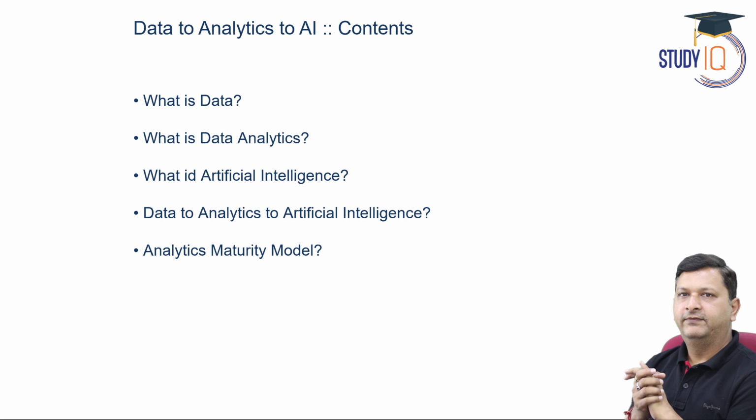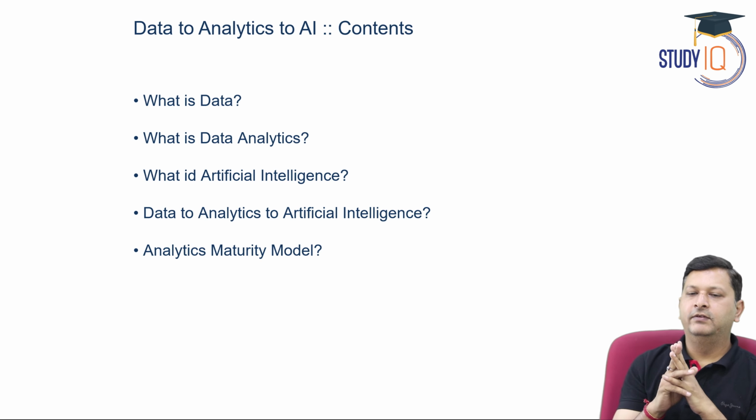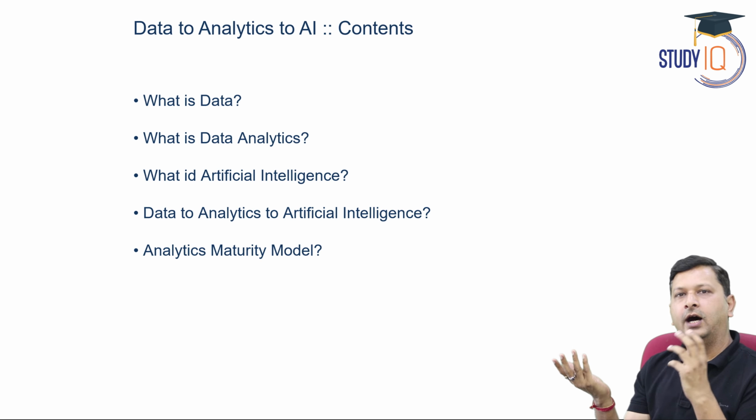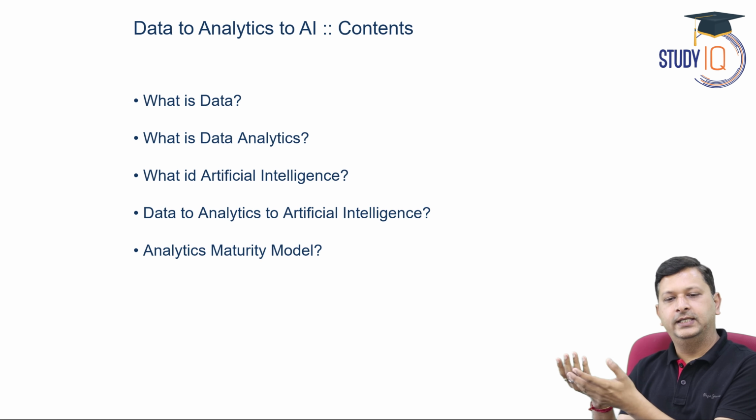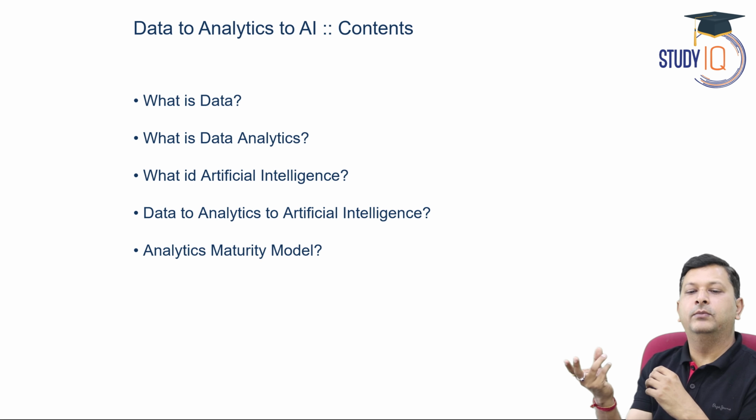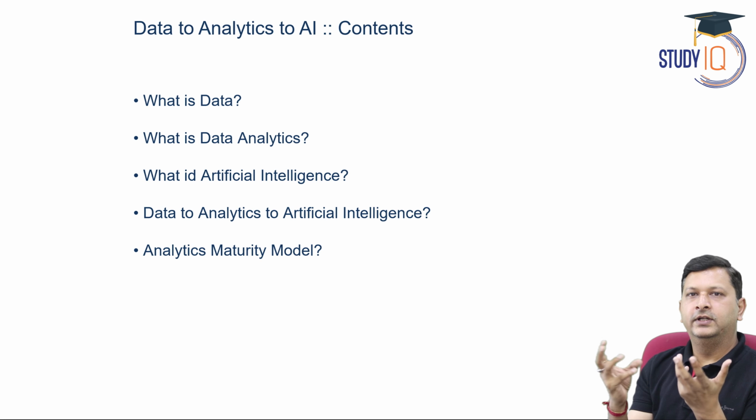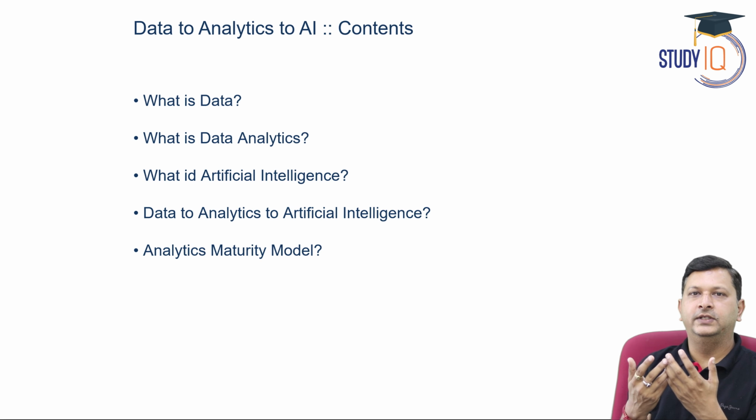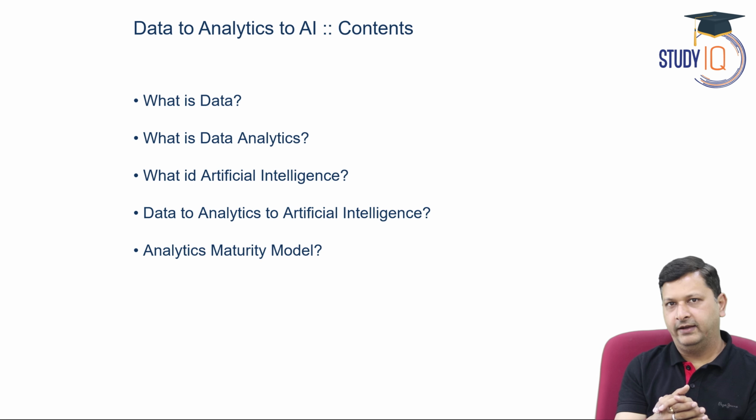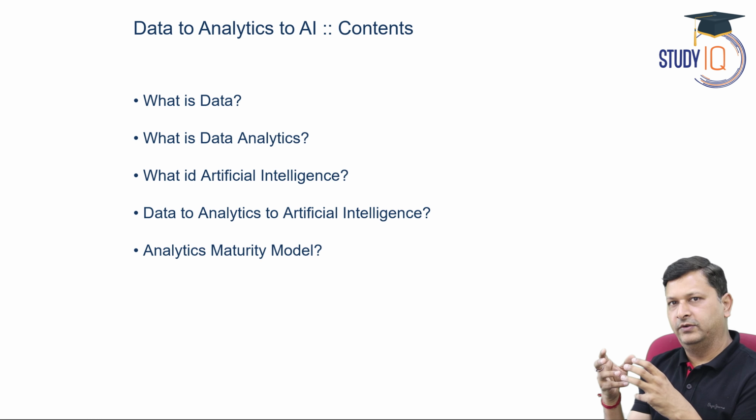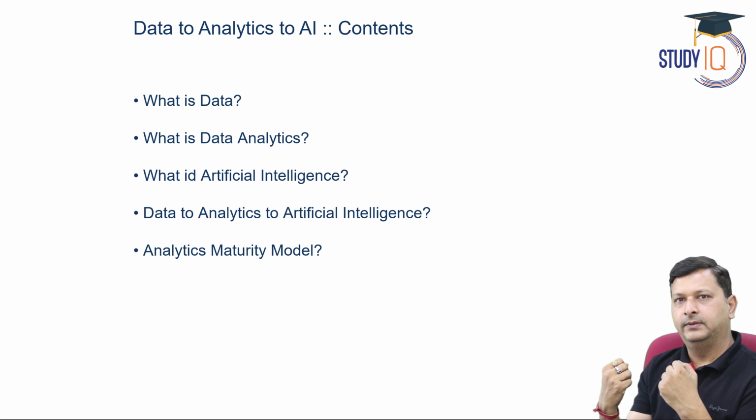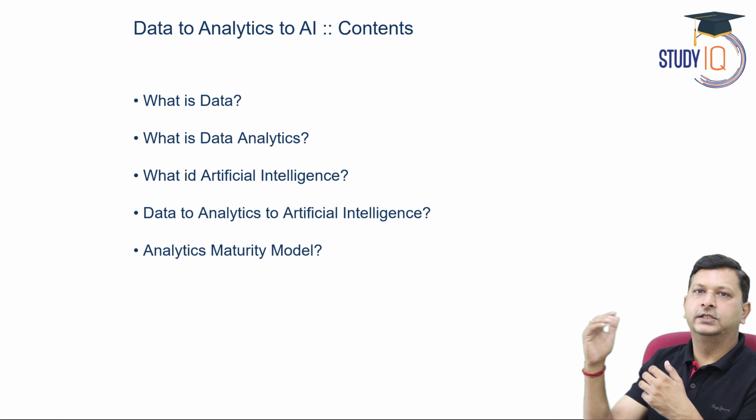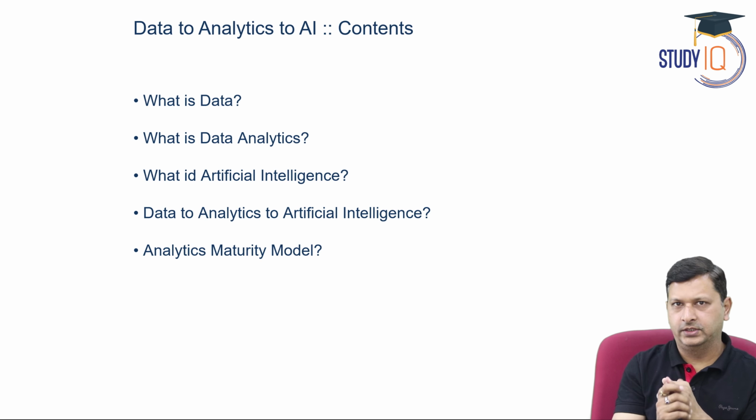So what is data is the first point we are going to cover, and then we will figure out what is data analytics, what is artificial intelligence, how this data to analytics to intelligence works, and what is the maturity model of analytics. Because everything is finally coming up with analytics. The simple definition of analytics is that whatever data we have, how we can do the analysis on top of that, so we can get predictable pointers out of it to take good and strong decisions in the business or wherever we want to use it.